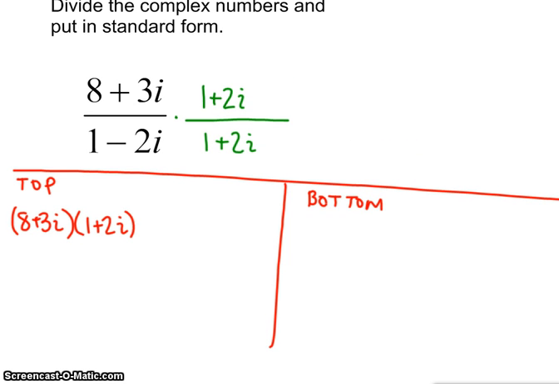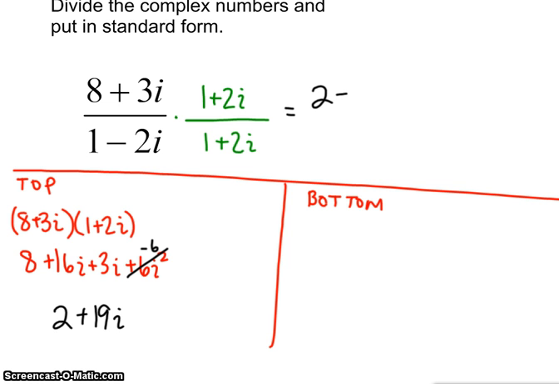So 8 times 1 is 8. 8 times 2i is 16i. 3i times 1 is 3i. And 3i times 2i is 6i squared. Remember, i squared is really -1, so this turns to a -6. 8 plus -6 is 2. 16i plus 3i is 19i. So the top of our fraction is going to be 2 plus 19i.